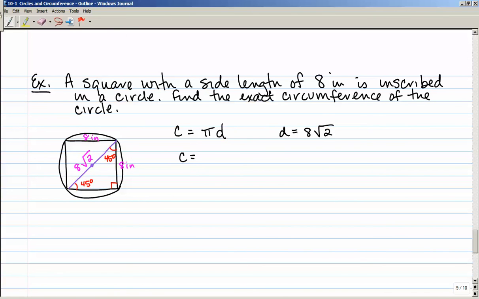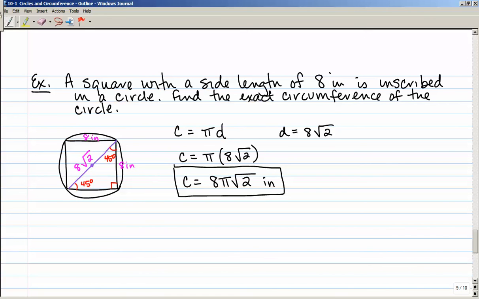Plugging that into my formula, circumference equals pi times 8 square root of 2. And all we need to do here is just clean this up a little bit. The way we would usually write this is 8 pi times the square root of 2 inches. And that's the exact circumference of this circle. Exact is going to have pi in your answer, and it might have a square root in your answer as well.